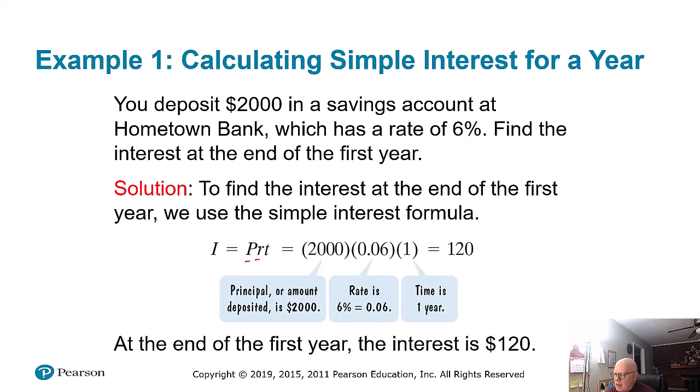Principal times rate times time. Right there. There's the principal. It's the money that was deposited. This is the 6% rate as a decimal, and this is how many years you left it in there before you wanted to calculate the interest. So at the end of the first year, after you multiply those three together, you get 120. Remember, we're talking about dollars, so your interest here would be your answer. The interest is $120.